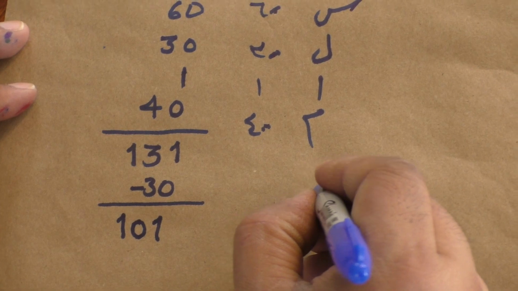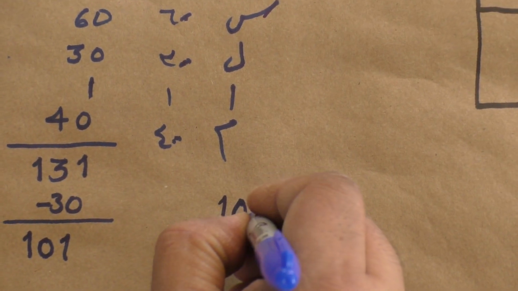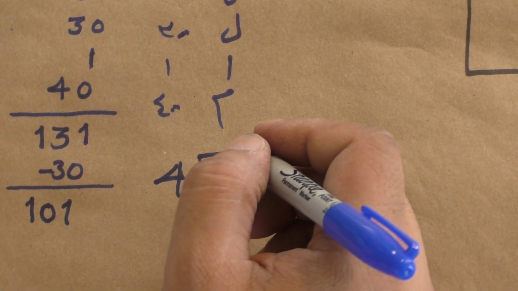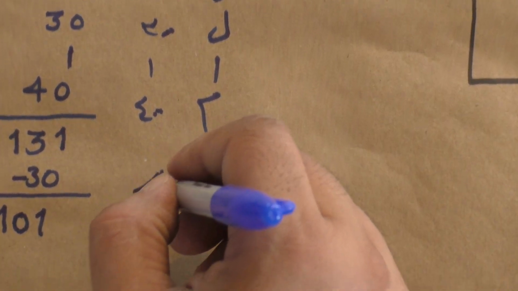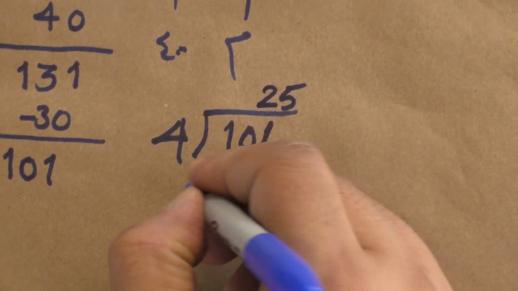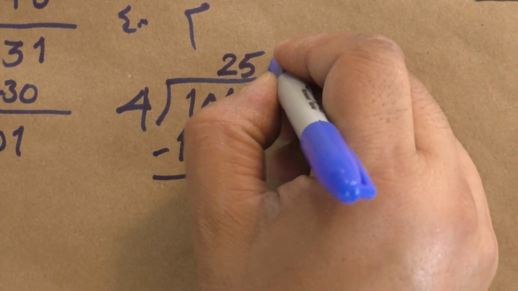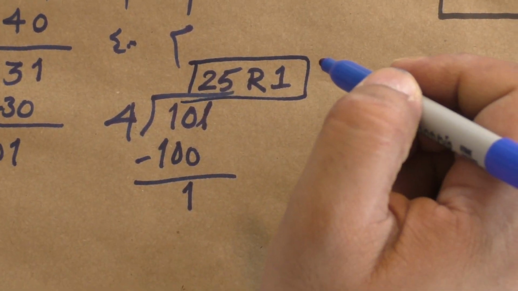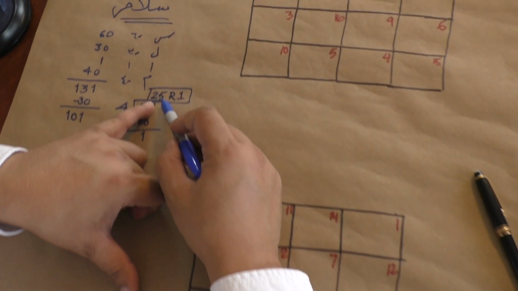Now, if you want to divide 101 by 4, it doesn't divide evenly. So we know that 4 25s would be 100. And that will leave 1. So we have a remainder, denoted by R, of 1. So what does that mean? Well, that simply means that our minimum value, our start value, is 25.